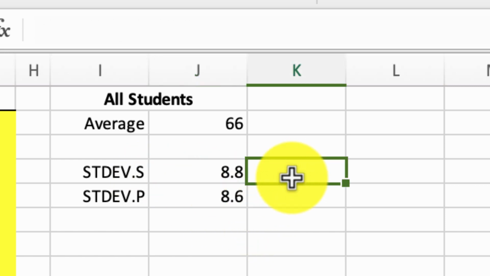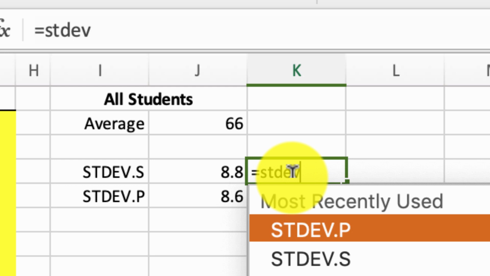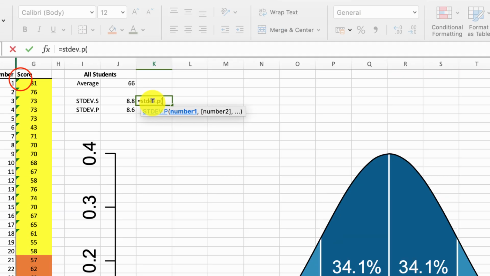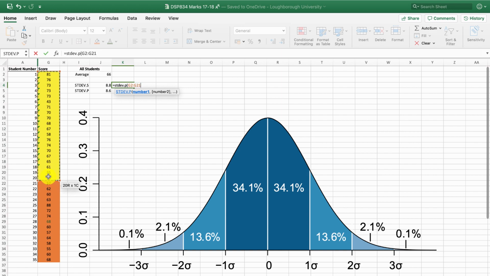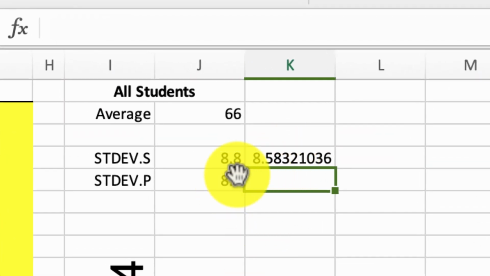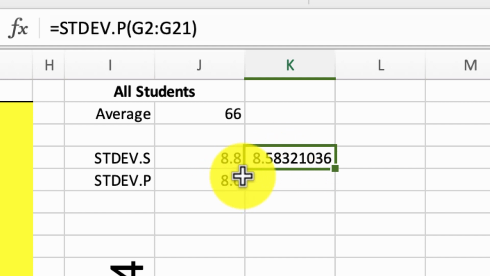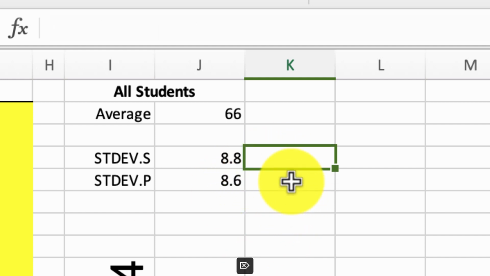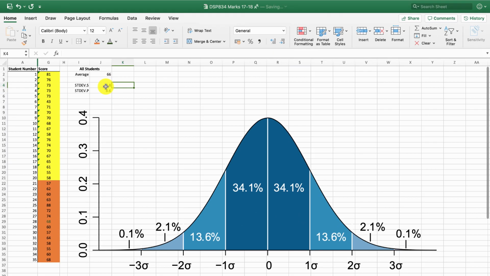Now, if I just click on STDEV, let's say .P for everything, and click for there, you'll see that we've got a different value again. So that one is actually a bit closer to the real thing. So yeah, it's not a hard and fast rule. You've got to know how these are calculated by Excel.